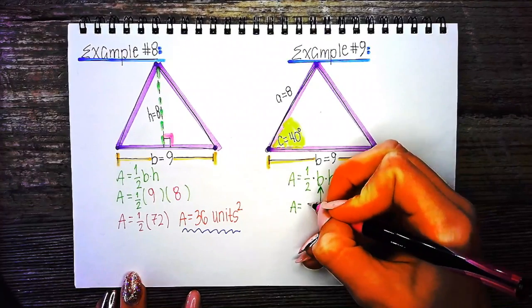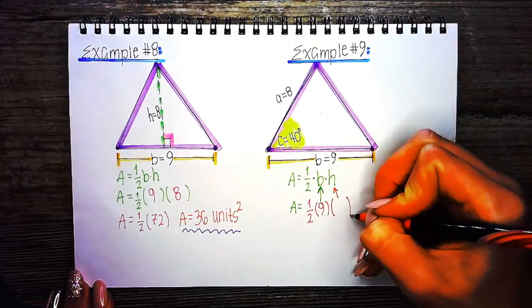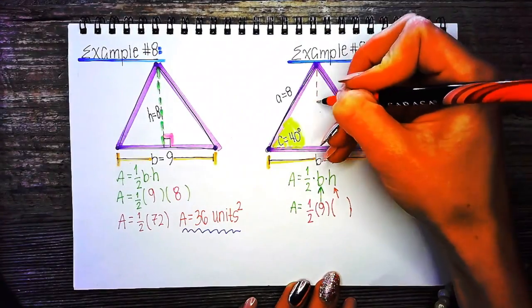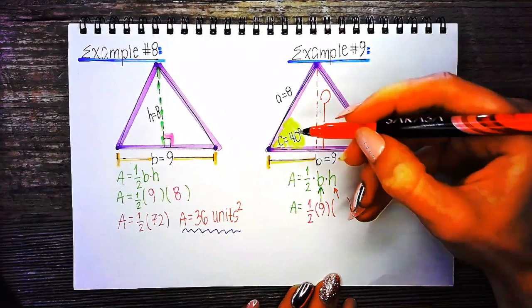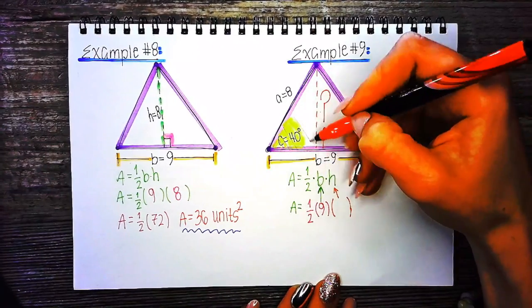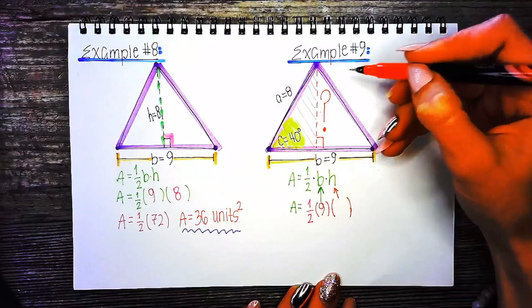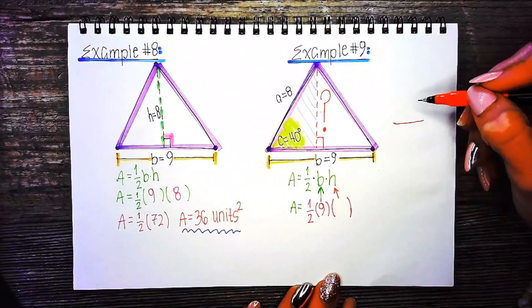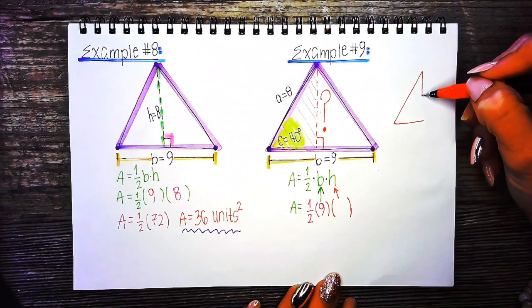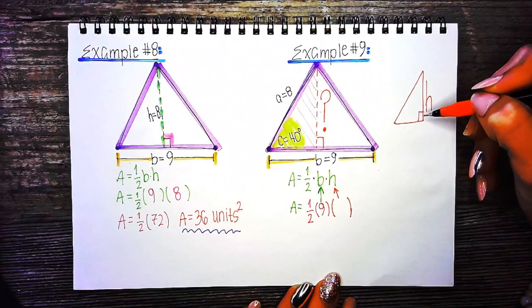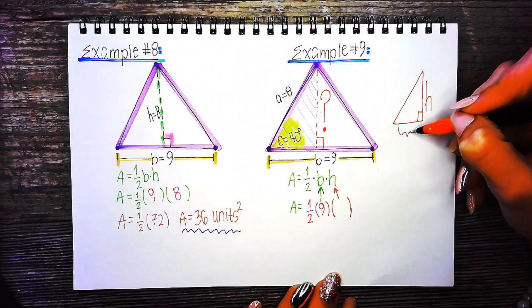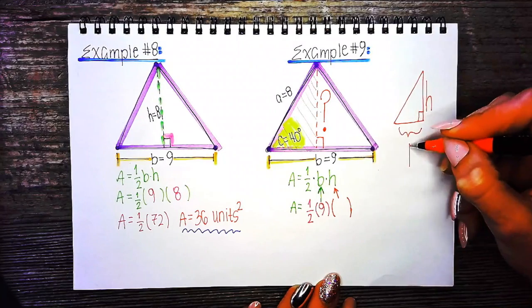Well, as you're brainstorming, it would probably be in your best interest to draw in your height with a dotted line. Now that I have this altitude drawn in for me, I have a right triangle on the left side. I like this right triangle better than the one on the right side because I already have one of the acute angles labeled. I'm going to redraw this particular right triangle on the side so I can concentrate on the parts that are really important to me right now.